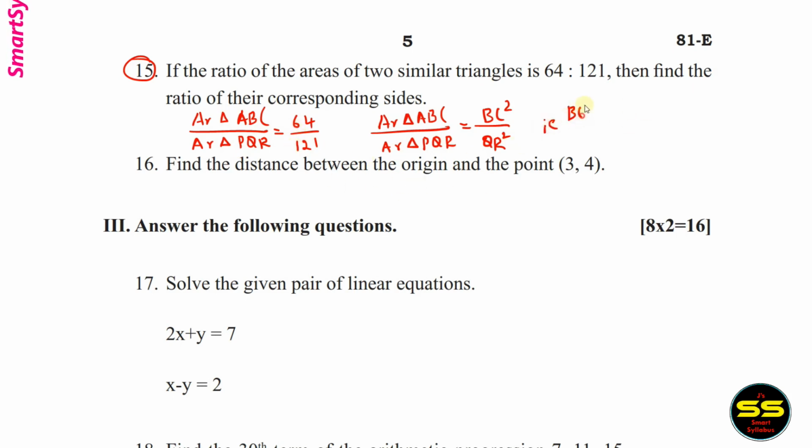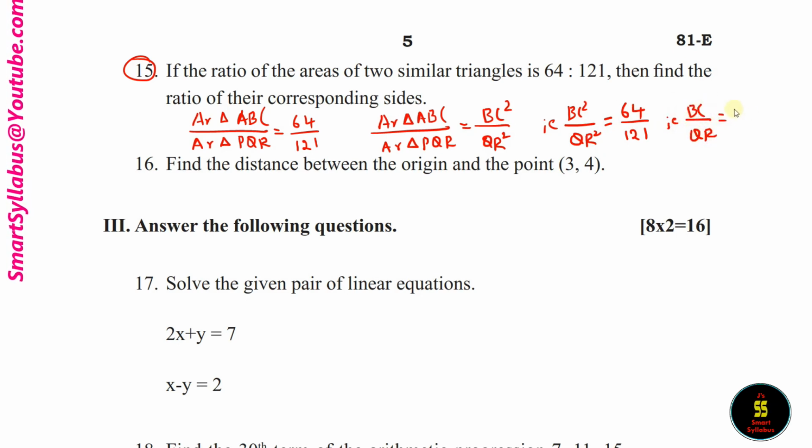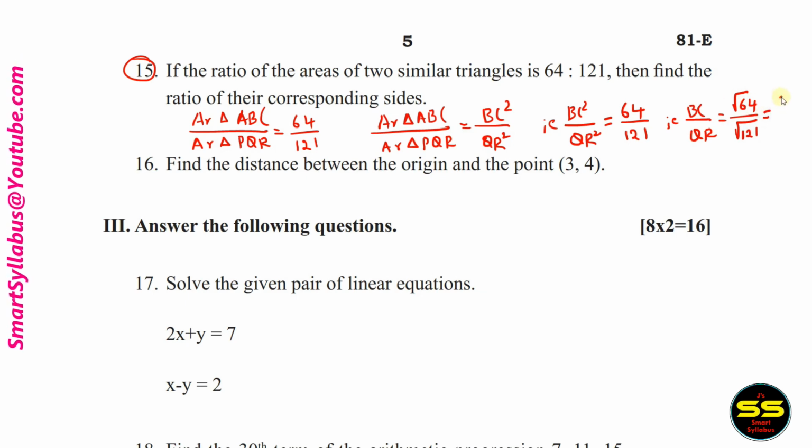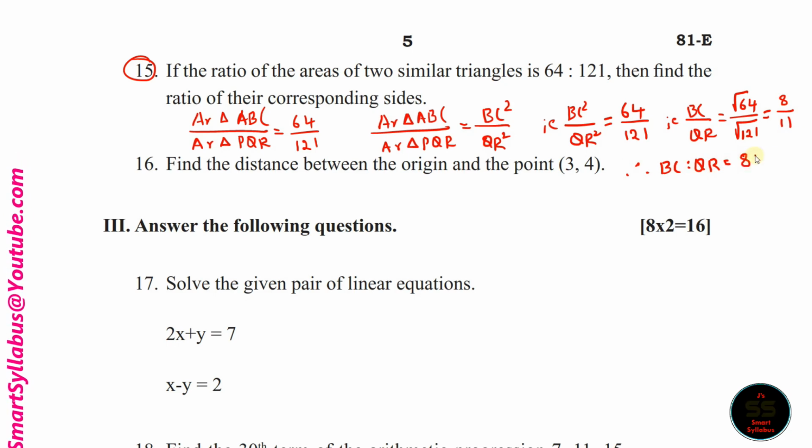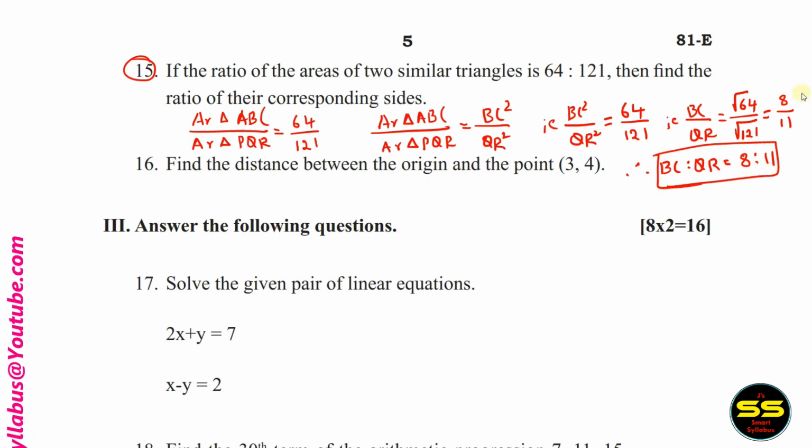So that is BC square upon QR square is equal to 54/121. So we need to have this ratio now, BC upon QR, but we have squares here. So just take the square root. So that's going to be BC upon QR is equal to square root of 64 upon square root of 121. Now square root of 64 is 8. Very good. Square root of 121 is 11. Therefore BC is to QR, this ratio is 8:11. So this is the required answer. Clear? So this is question number 15, which was asked again from the triangle.